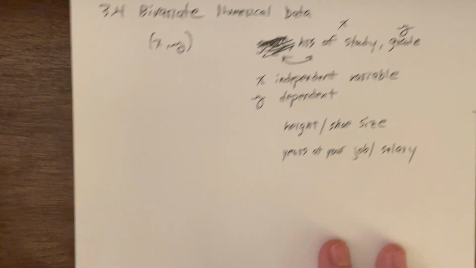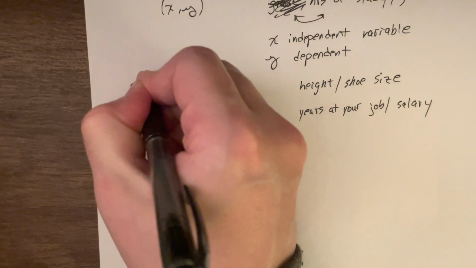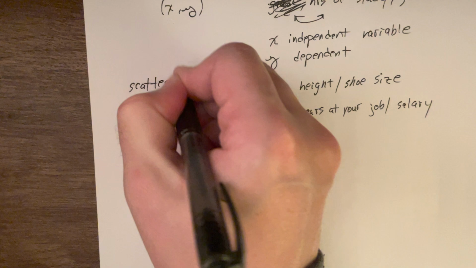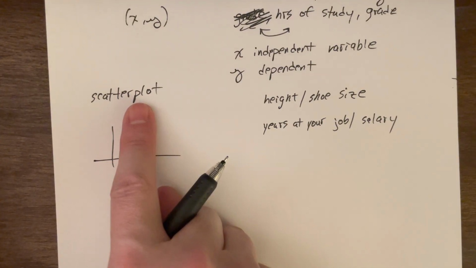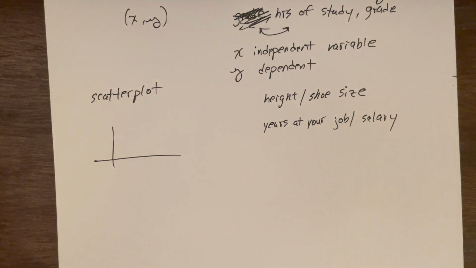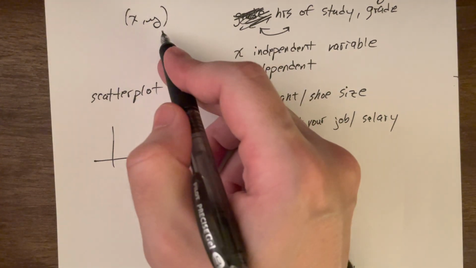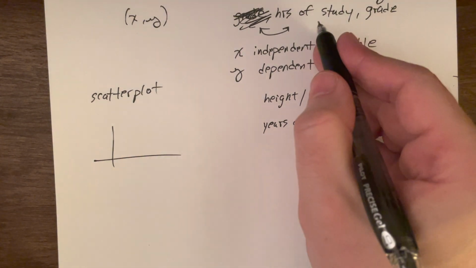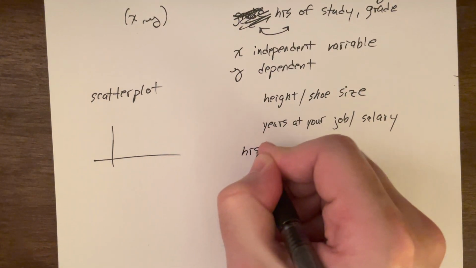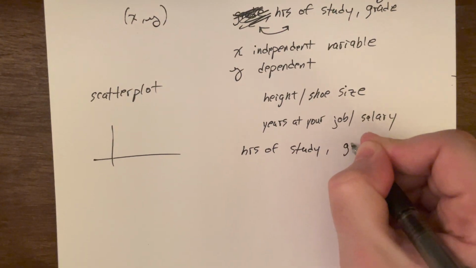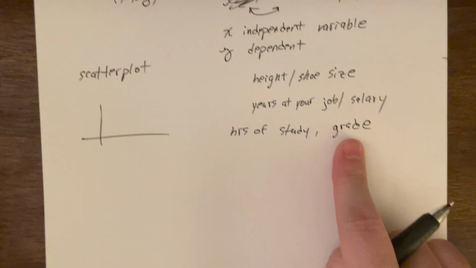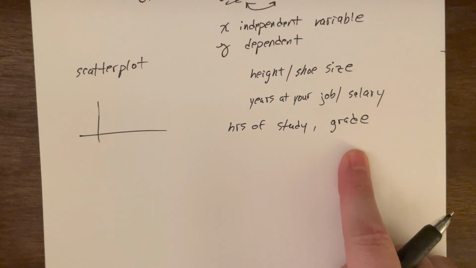So once we have data like that, our main way of representing that data is a scatter plot. That's all there is to it. We would just plot those as XY pairs. So let's stick with this example. If I'm doing hours of study and grade, I'm just going to make up a few data values here.